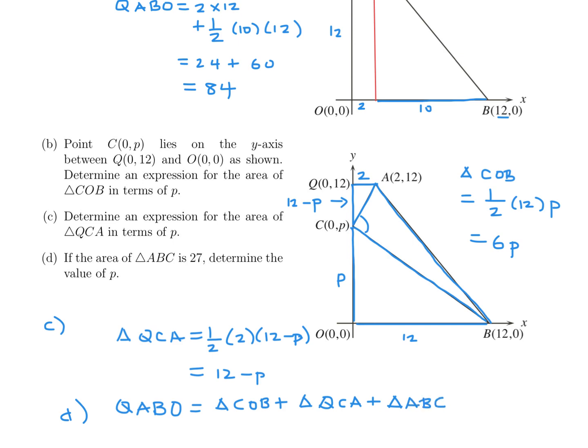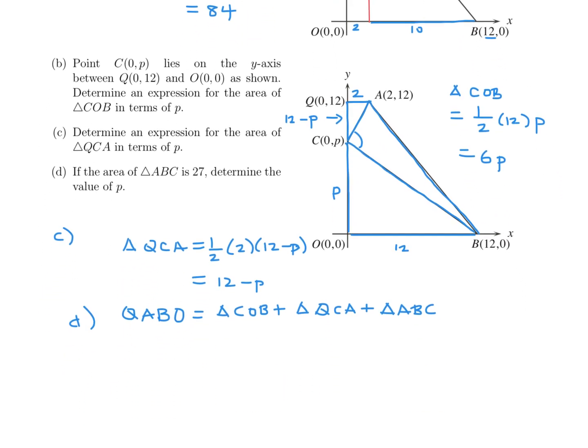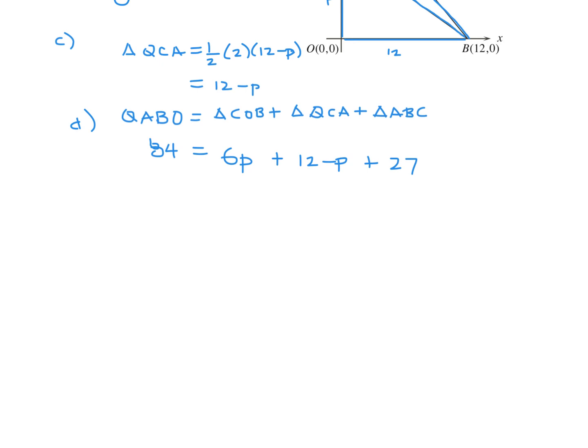So we already did all this, so we just have to plug it in. This one is 84 according to part A. This one is 6p. And this one is 12 minus p, I believe. Yes. And then ABC, wait, hold on. ABC, they told us, is 27. Okay, I got it. We're trying to find the value of p. All right, well, that's pretty straightforward then.